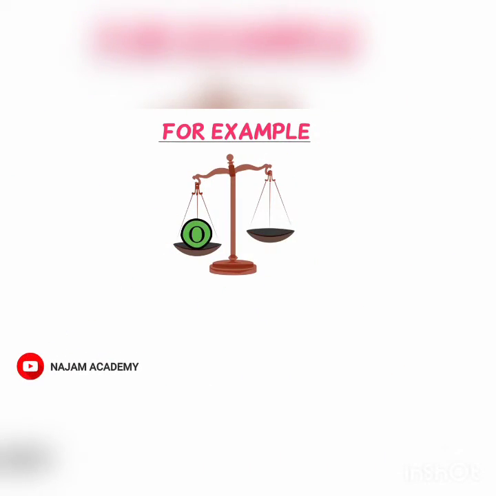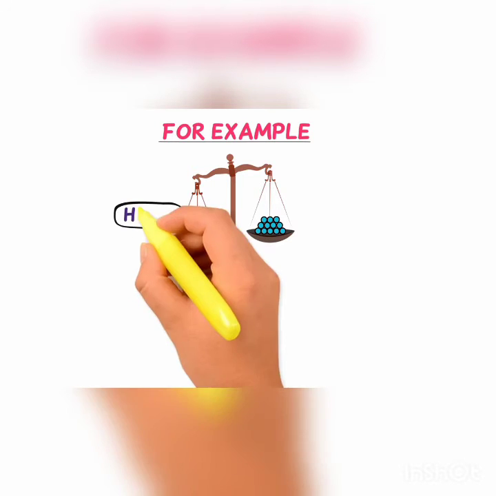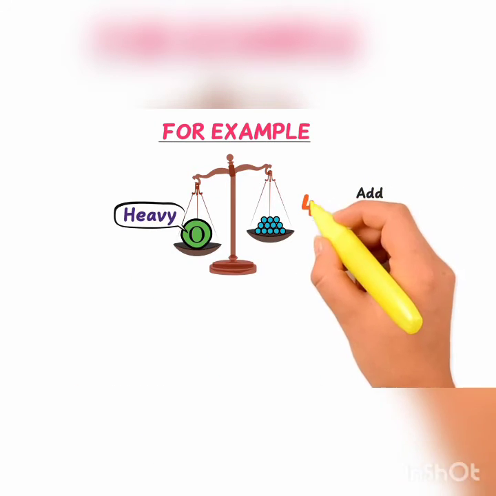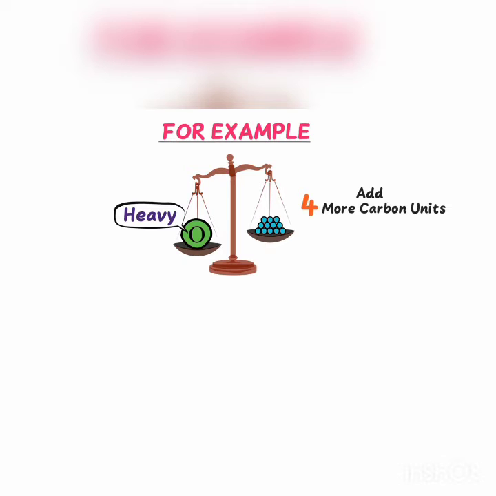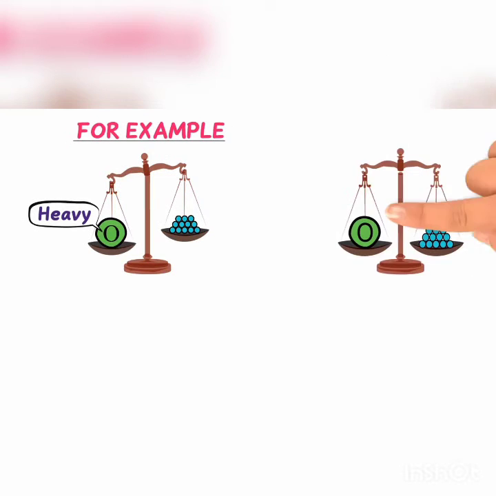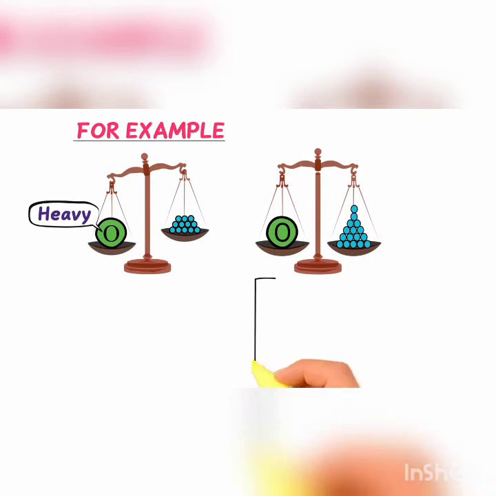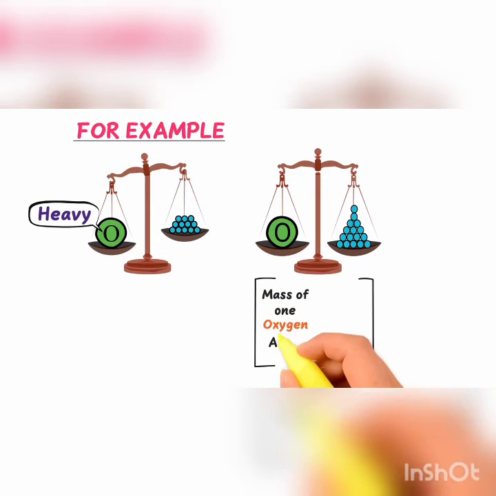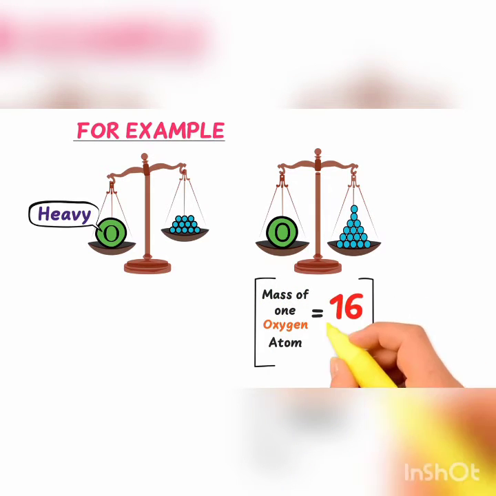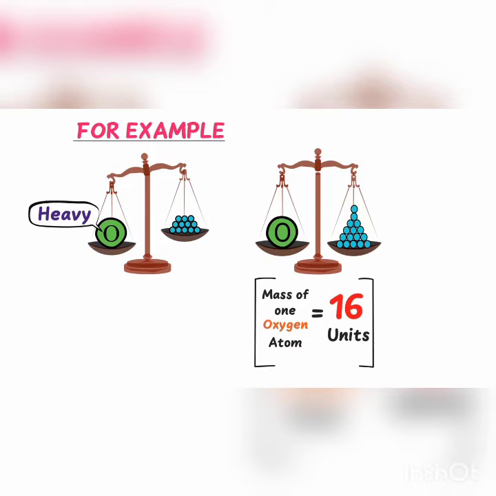For example, let us consider a single atom of oxygen on one side of the balance and 12 units of carbon on the other side of the balance. Now we can see the oxygen atom is heavier. Add 4 more carbon units to the right side. Now we can say these two are in equilibrium. So we can say the mass of one oxygen atom is equal to 16 units of carbon atom.